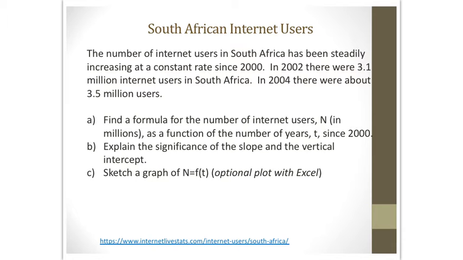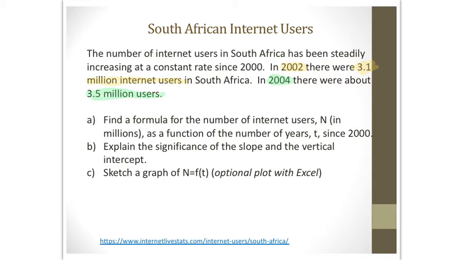In this case, we're dealing with the number of internet users in South Africa, and we're told that they have been increasing at a constant rate since the year 2000. And what we know are two data points. On the one hand, I know in 2002, there were 3.1 million internet users in South Africa. And then in 2004, there were 3.5 million internet users in South Africa. So we've got two data points, and we want to fit a model based on these two data points.